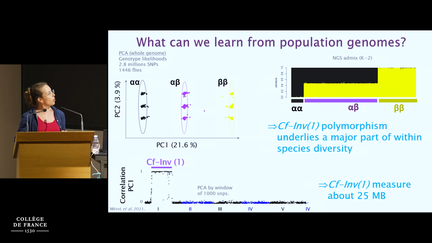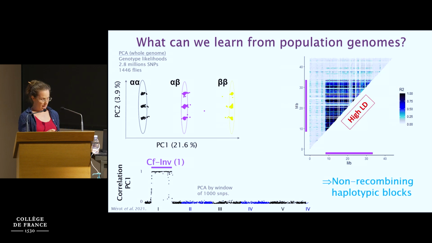Using this data, I could locate the inversion in the new genomes on chromosome 1 here, and it measures about 25 megabase. It's huge. This region is characterized by very high linkage disequilibrium, which confirms that they are truly non-recombining haplotypic blocks.